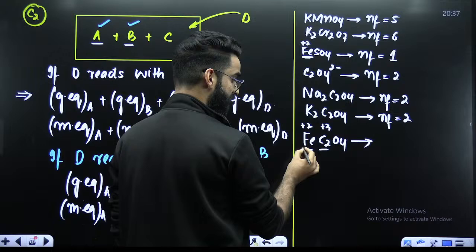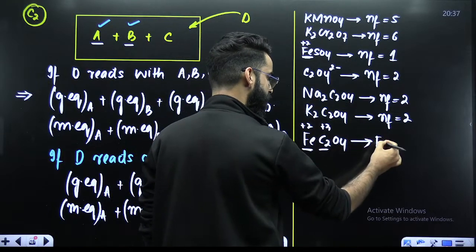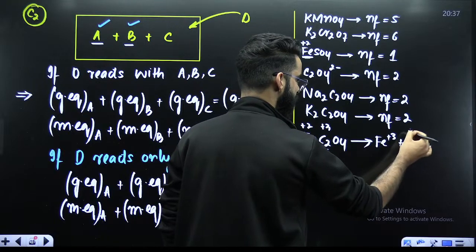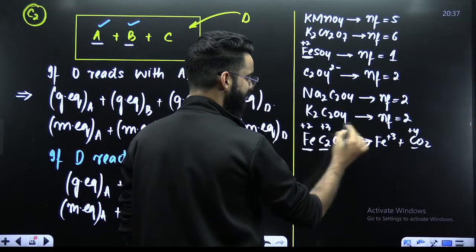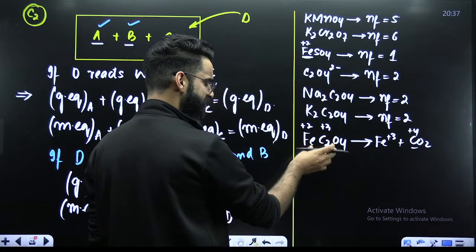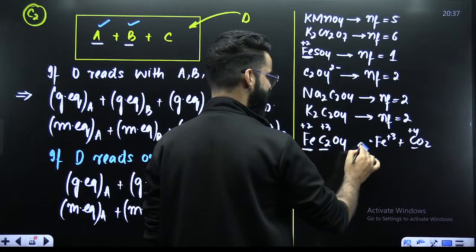And we know KMnO4 converts Fe di-positive into Fe tri-positive, right? And KMnO4 converts oxalate into carbon dioxide. Perfect. So +2 to +3, increase in oxidation state. +3 to +4, increase in oxidation state. So can I say this is the species in which oxidation state of more than one element is increasing?